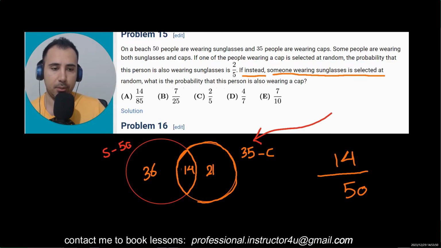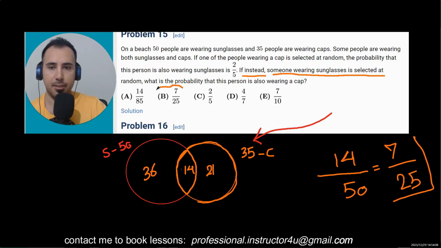So 14 in the middle divided by all of it. So we just have to simplify it. Both of them are even numbers, so we can divide them by 2. 14 divided by 2 is 7. 50 divided by 2 is 25. Okay, which results in option B.